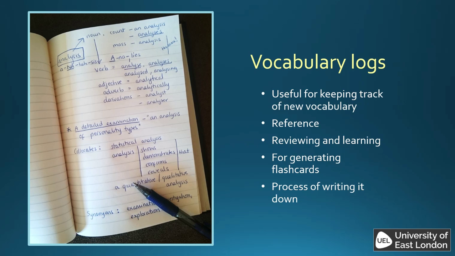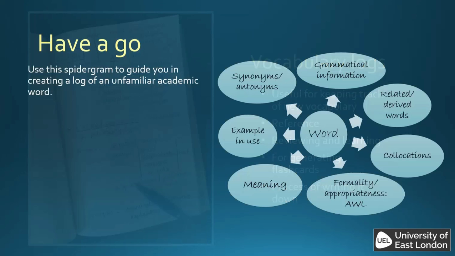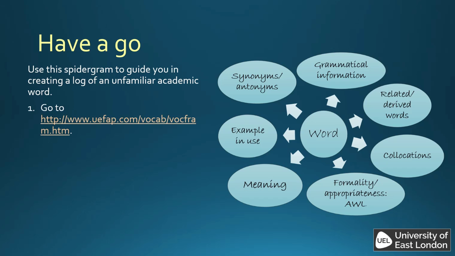Now it's time for you to have a go. Use the spidergram to guide you in creating a log for an unfamiliar academic word. Follow these 7 steps, pausing the video after each step to complete it, then restarting to complete the next step. You should be able to complete the task in about 10 to 15 minutes if you complete all the steps. Step 1. Go to www.uefap.com/vocab/vocfram.htm.